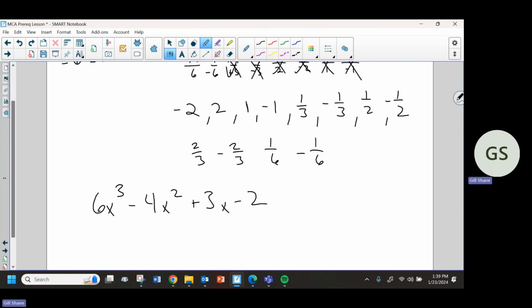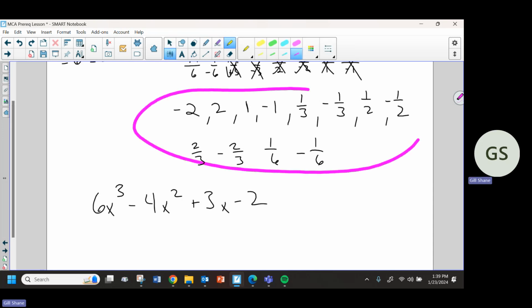All right, so here's our process. Now we just want to plug in. If we get 0, then it is a rational zero. If we don't get 0, then it's not a rational zero. But regardless, these are all the possible rational zeros. So that would be one answer.